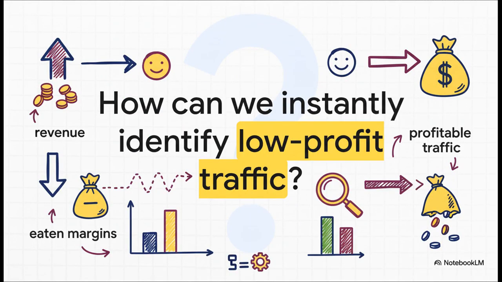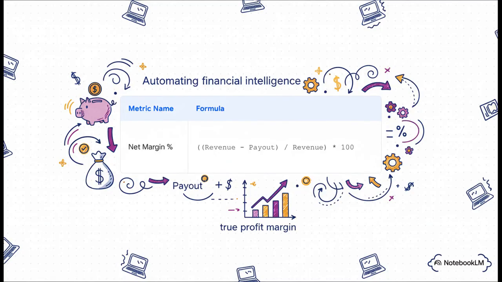Next up, let's talk profitability. It's not just about tracking revenue. You've got to protect your bottom line. So, how can you instantly spot which partners are sending you traffic that might look good on the surface, but is actually killing your profit margins? The answer is a custom metric for net margin percent. Again, the formula is very straightforward. You take your revenue, you subtract the payout to your partner, that gives you your profit, then you divide that profit by the total revenue and multiply by 100.